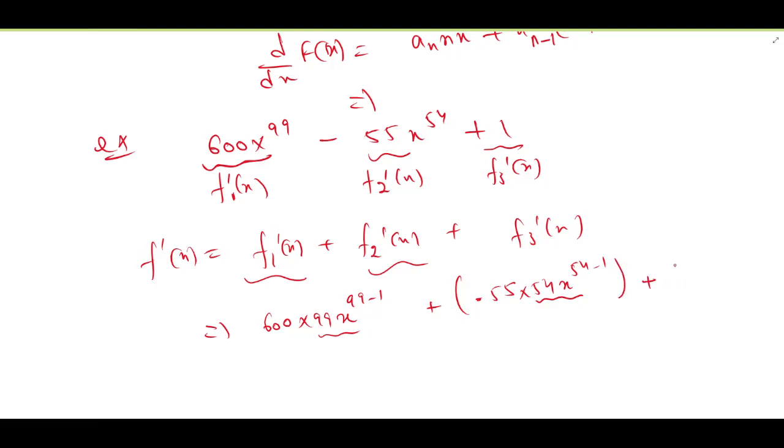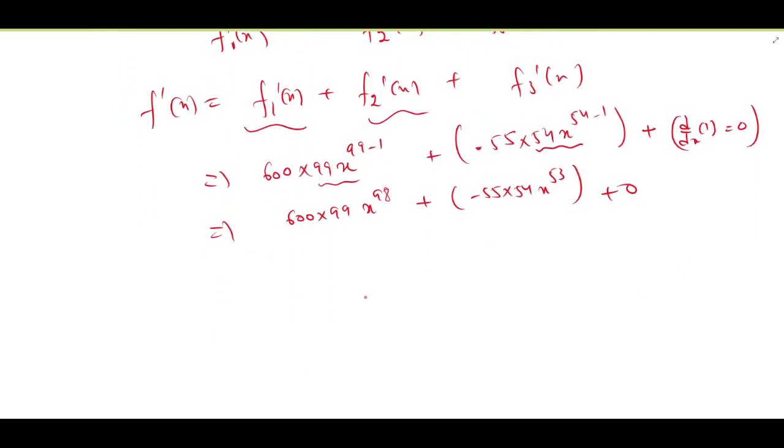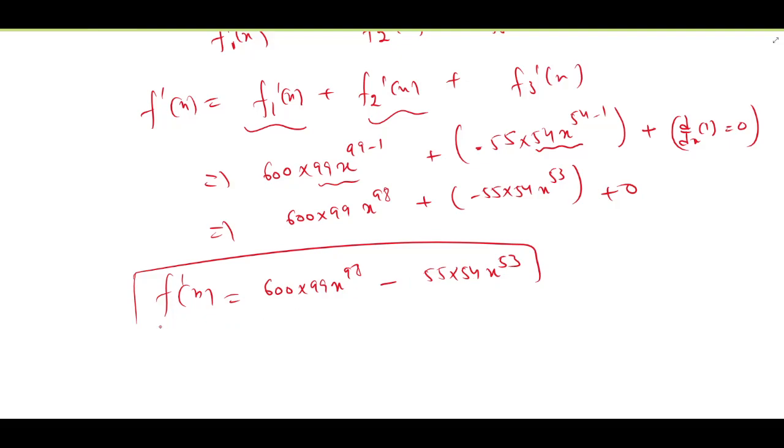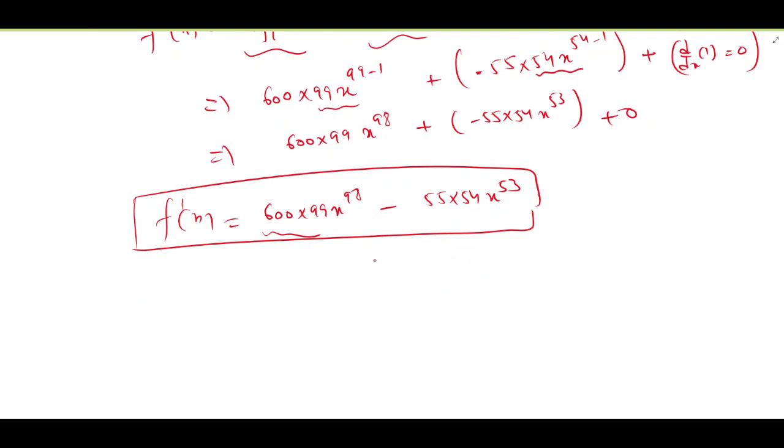Next is f3 dash. So this is a constant function. Derivative of constant is equal to 0. So we get 600 cross 99 x^98 plus minus 55 cross 54 x^53 plus 0. So derivative of function is given by 600 into 99 x^98 minus 55 into 54 x to the power 53. So this is how to find a derivative of any polynomial function. First divide each term into segments and find derivative of each term, and then in last add all the derivatives to find the derivative of the whole function.